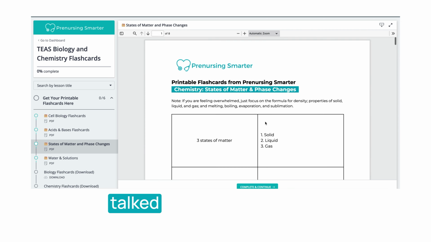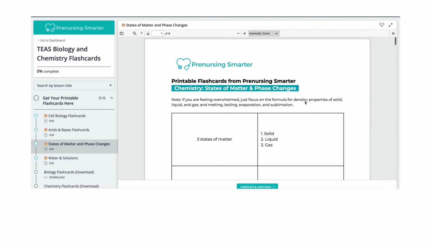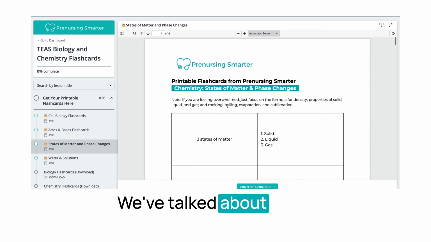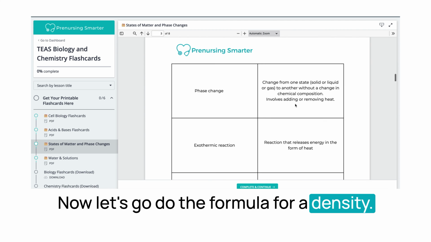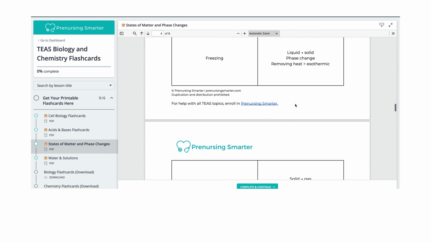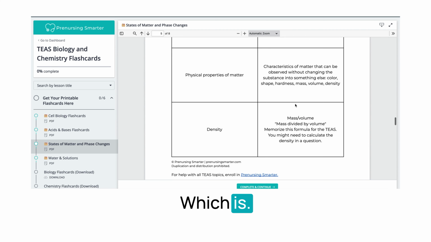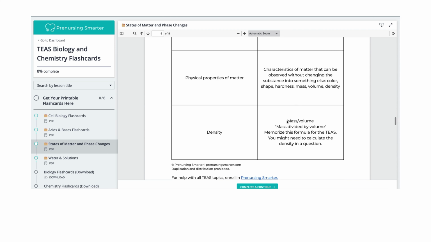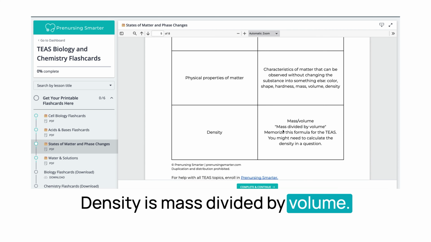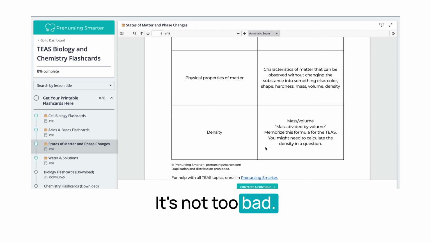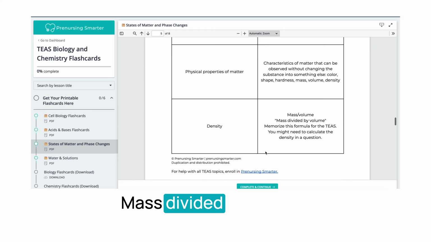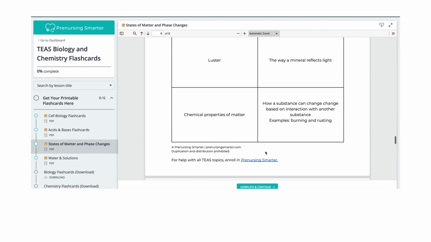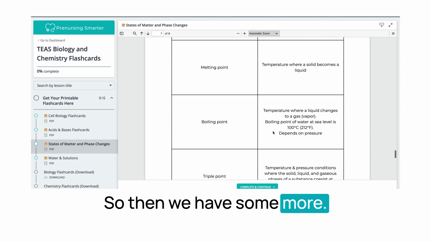Back up here when we talked about what to know: properties of solids, liquids, and gases. We've talked about that. We've talked about some of these phase changes. Now let's go over the formula for density. Density is mass divided by volume. You know this formula for the TEAS. It's not too bad. You might have to calculate density for a question. Mass divided by volume.